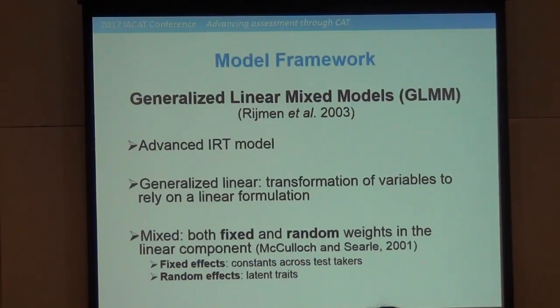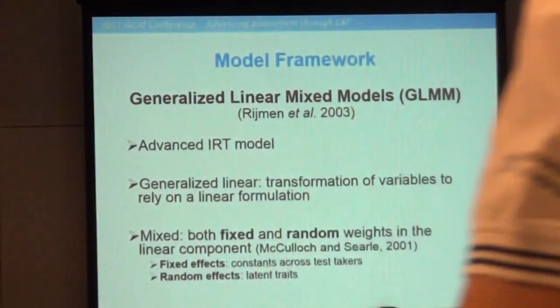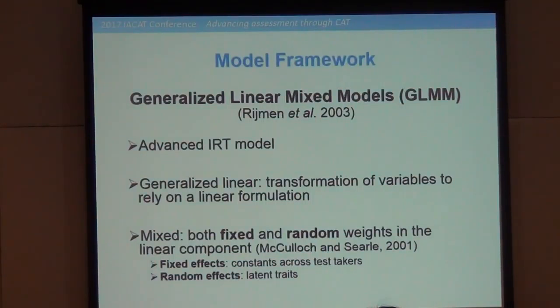First, let's look at the model framework. Actually, item response theory is a big family. It has many models. I will use generalized linear mixed models, we say GLMM, and it is an advanced IRT model. Generalized linear means a transformation of variables to rely on a linear formulation. And why do we say mixed? Because on the right side of the formula, we have both fixed and random weights in the linear component. Fixed effects refer to the constants across test takers, and random effects refer to persons and people's latent traits.